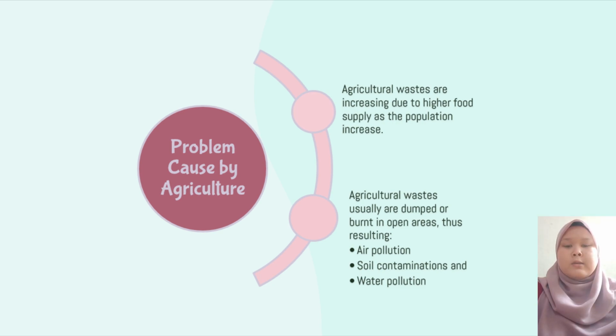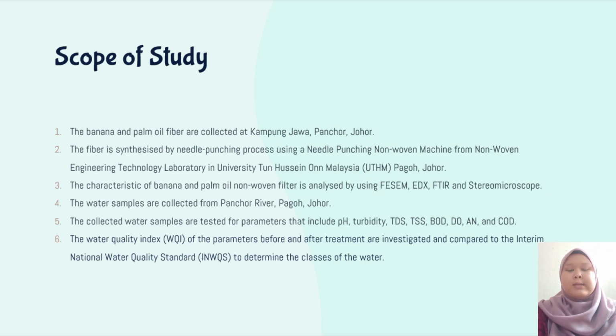This study is to minimize the environmental problems by using waste from banana and palm oil to produce non-woven filter to treat river water. The banana and palm oil waste are collected from the Kampung Jawa, Panca Johor. The fiber is synthesized by needle punching process using a needle punching non-woven machine from Non-Woven Engineering Technology Laboratory in UTH Pago.